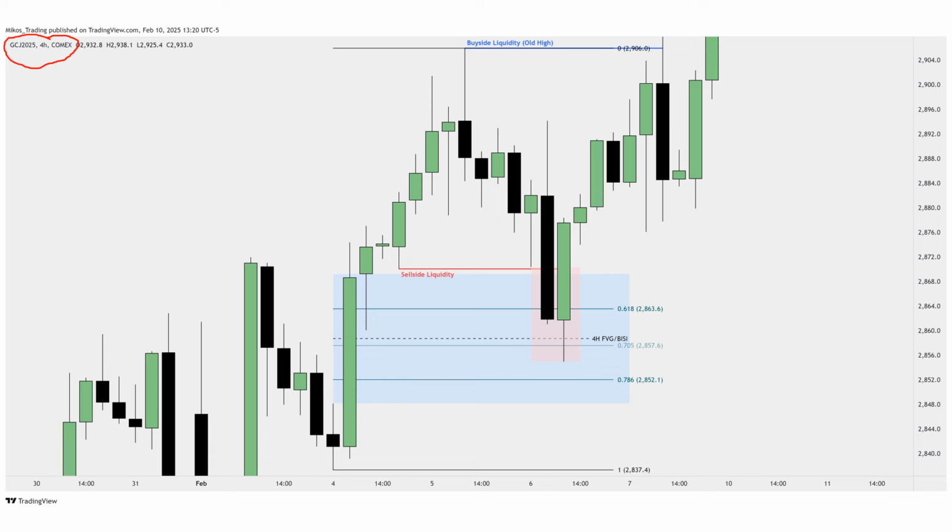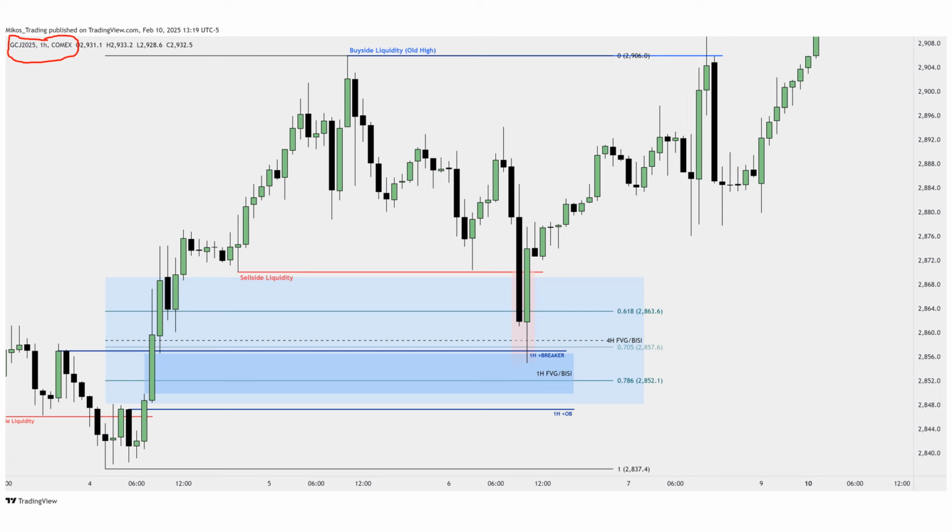This is the 4-hour gold chart. We can see that price takes out sell-side liquidity and trades into the optimal trade entry, 705 level, as well as to the middle of the fair value gap. After that, price quickly rallies to take out external range liquidity.